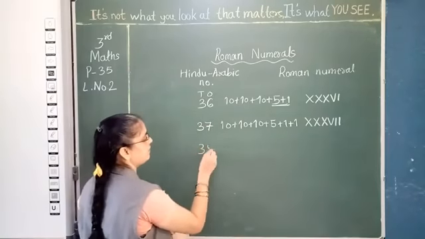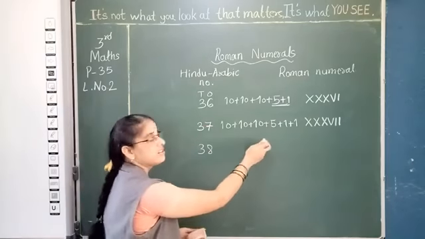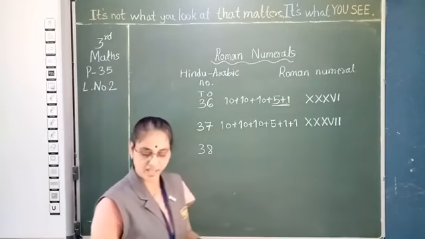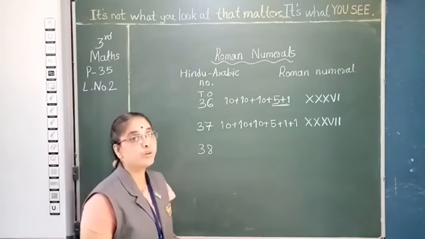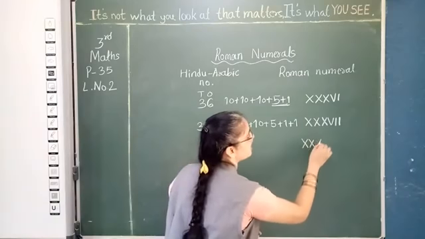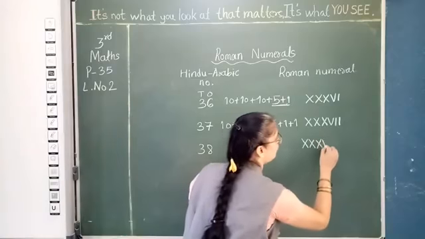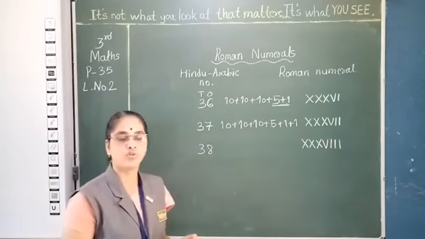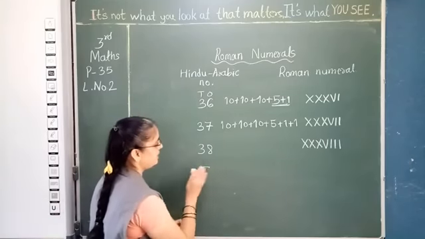Now the next we will see is number 38. Again the same: 10 plus 10 plus 10 plus 5 plus 1 plus 1 plus 1, because we can add 1 three times. So how are we going to represent that number? That is X, X, X, V, and as we are adding 1 three times, I, I, I. This is for 38. Now the next number is 39.